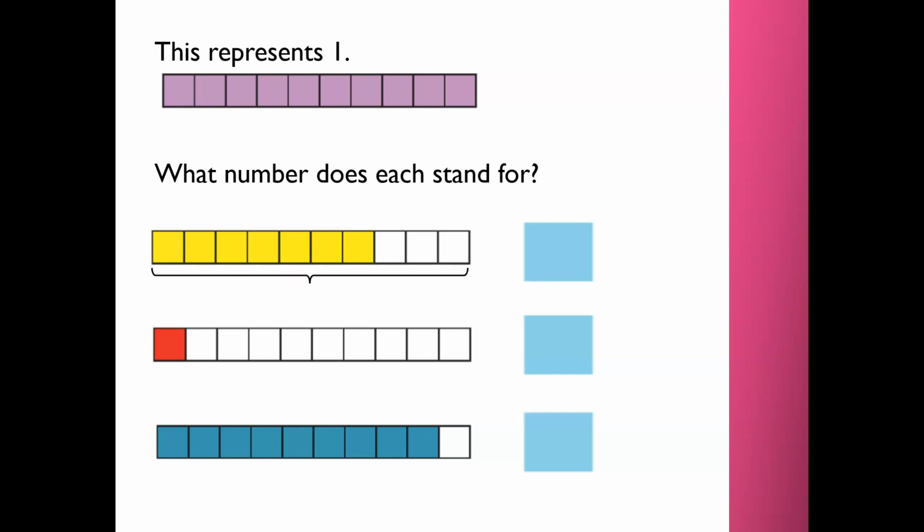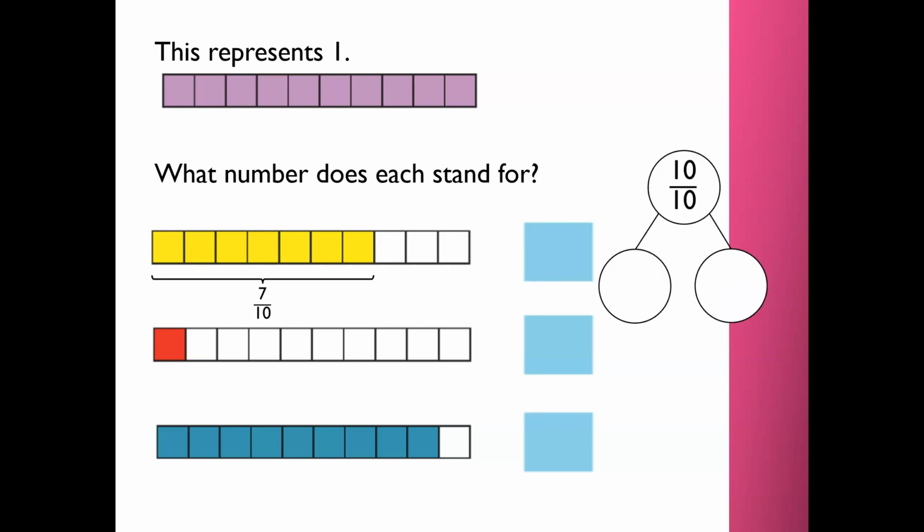In the first example, there are 10 sections altogether. These 10 sections represent 1, the whole. 7 sections are shaded yellow and 3 sections are unshaded. We can show this on a part-whole model. 7/10 and 3/10 all together make the one whole, or 10/10. We can see that the shaded part represents 7/10.